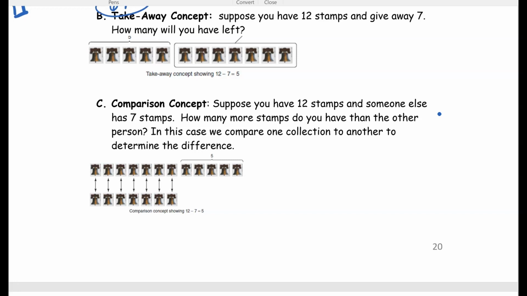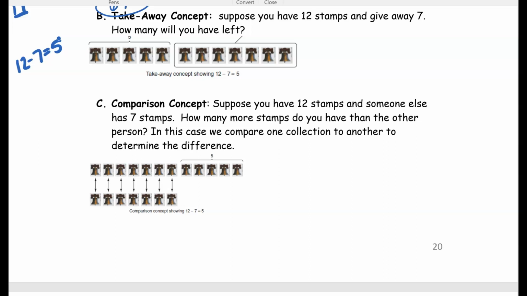So for the next 3 problems, we're going to do 12 minus 7 equals 5. So it's the same problem. It just shows a different method for how you could do it. So for this first one, it's called the take away concept. You draw 12 of something. In this case, they're postage stamps.